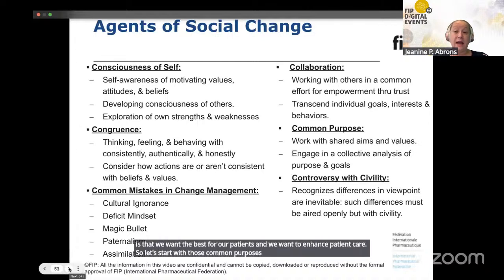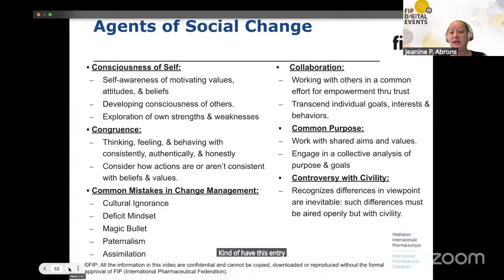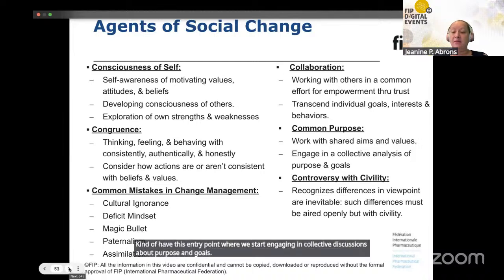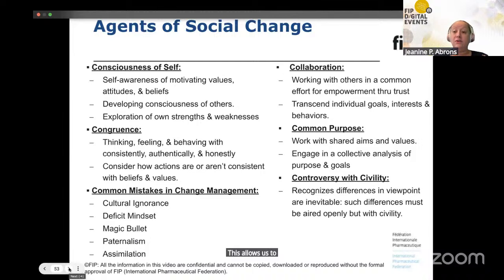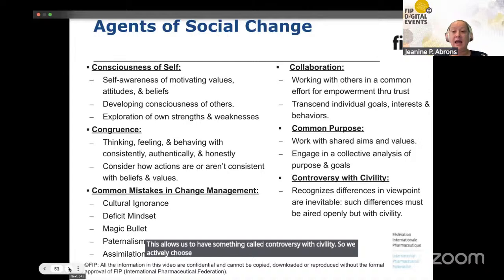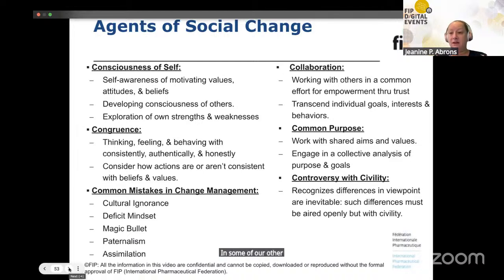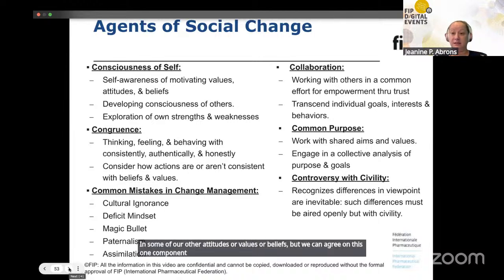And then we can have this entry point where we start engaging in collective discussions about purpose and goals. This allows us to have something called controversy with civility. So we actively choose in this case to say, maybe we can't agree on everything. Maybe there are differences in some of our other attitudes or values or beliefs, but we can agree on this one component, and this is a place to start. So that is a great entry point into creating some of those alliances with other individuals.